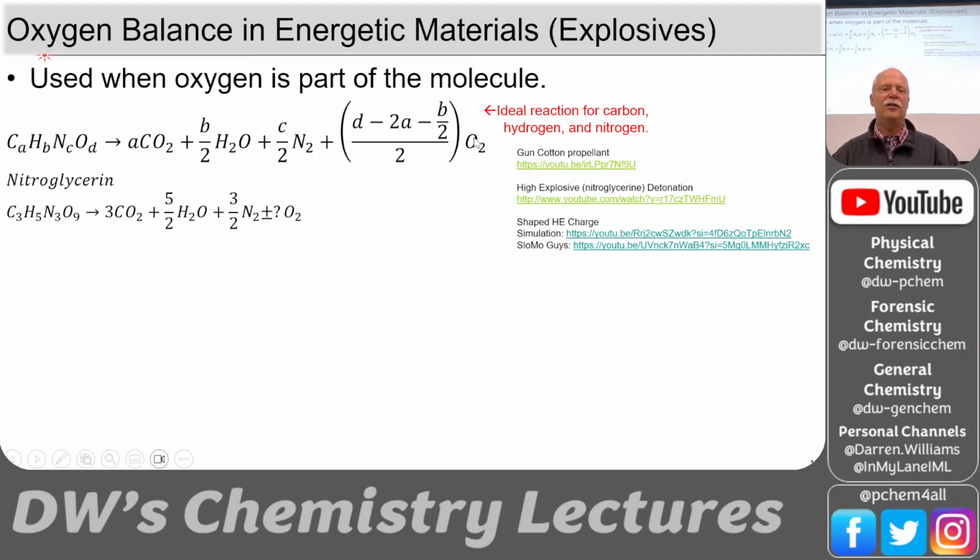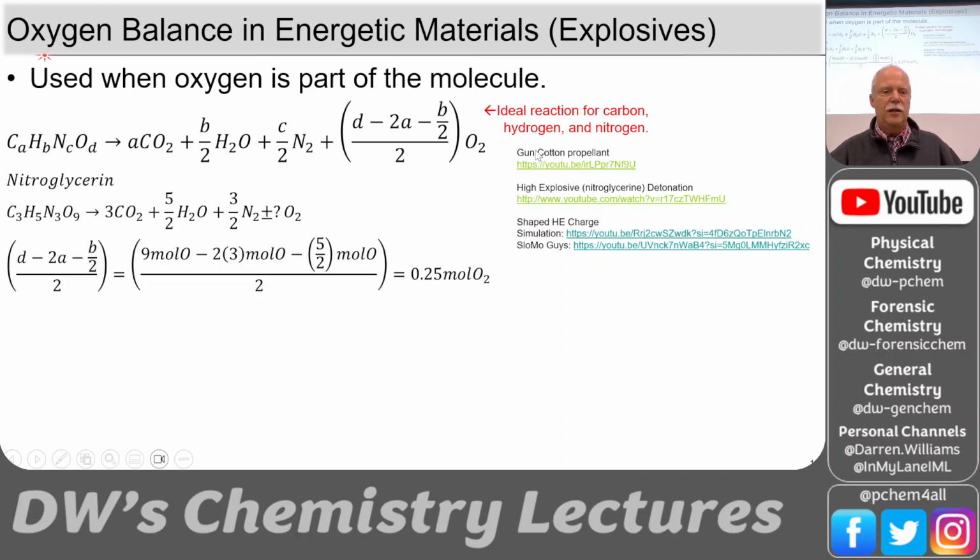So let's look at nitroglycerin. Do we have enough oxygen in the molecule of nitroglycerin to completely produce as many gaseous products as possible? This is the calculation that we're talking about. This is our formula for the amount of oxygen. If this calculation comes out positive, then we've got more oxygen than we need. If it comes out negative, then we don't have enough oxygen. So that's why we're calling this the oxygen balance.